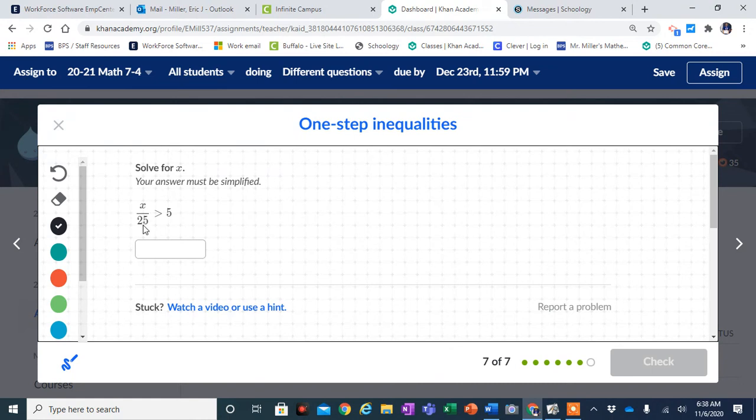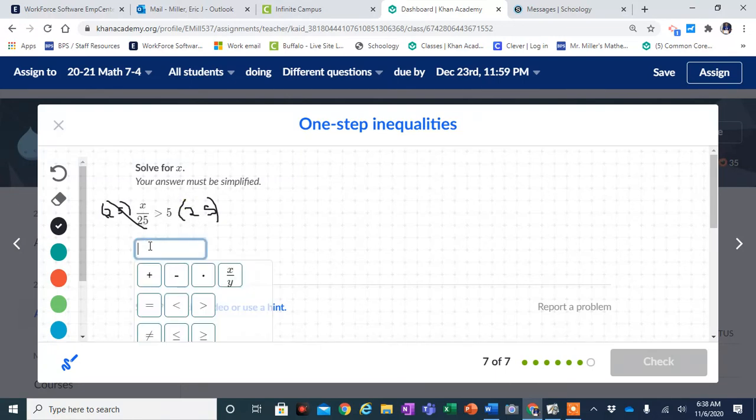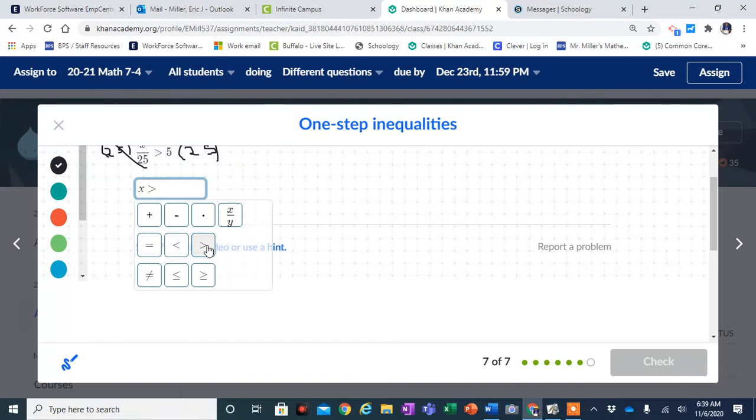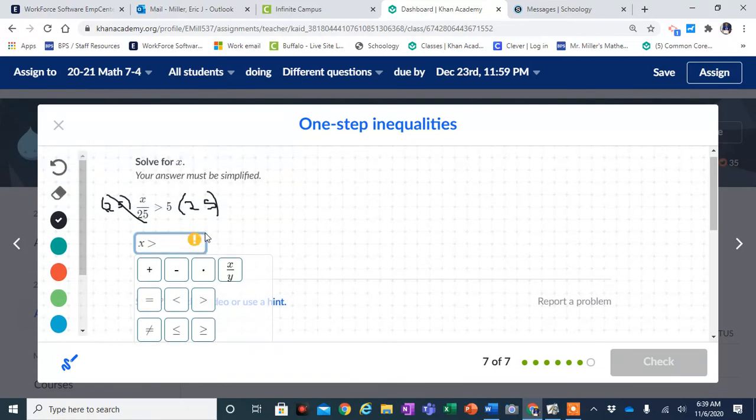All right, to get rid of dividing by 25, you would have to multiply by 25. Those would cancel. Since you multiplied by a positive number, the sign stays the same. So this is x greater than, and then 5 times 25 is 125.